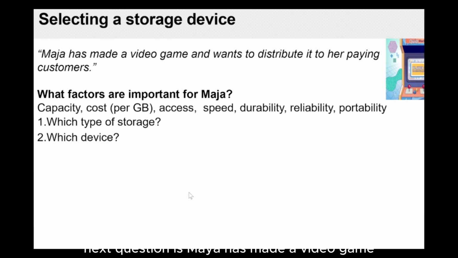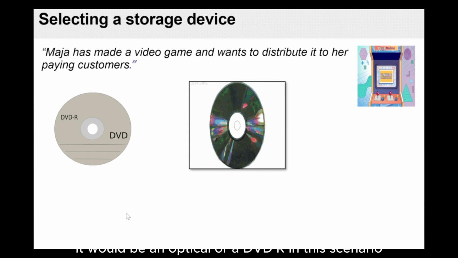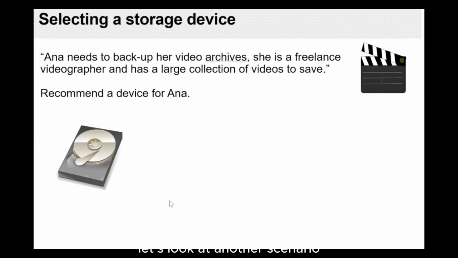Next question is, Maya has made a video game and wants to distribute it to her paying customers. So as we looked at in our previous slide, we need to look at our capacity, cost, access, speed, durability, reliability, portability. So what would be the answer for that one? It would be an optical disc or a DVD-R in this scenario. Let's look at another scenario. Anna is a videographer and has a large collection of videos to save. Recommend a device for Anna.